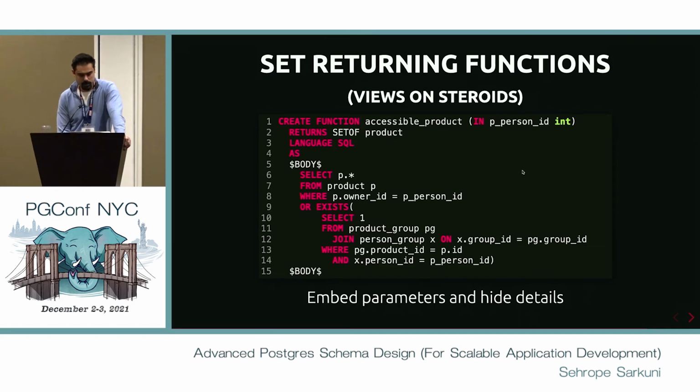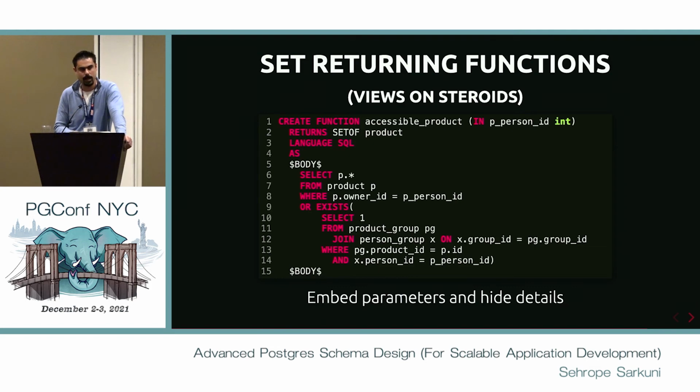What's special about this is that parameter you're seeing here. When you query this, you say select star from accessible product of whatever the person ID is going to be. It allows Postgres to embed that down into the inside of the query without requiring the person on the outside to have any understanding of how it works. The only interaction someone on the outside, like an end user writing a report, would have is to say select star from accessible product, and to them it just works.